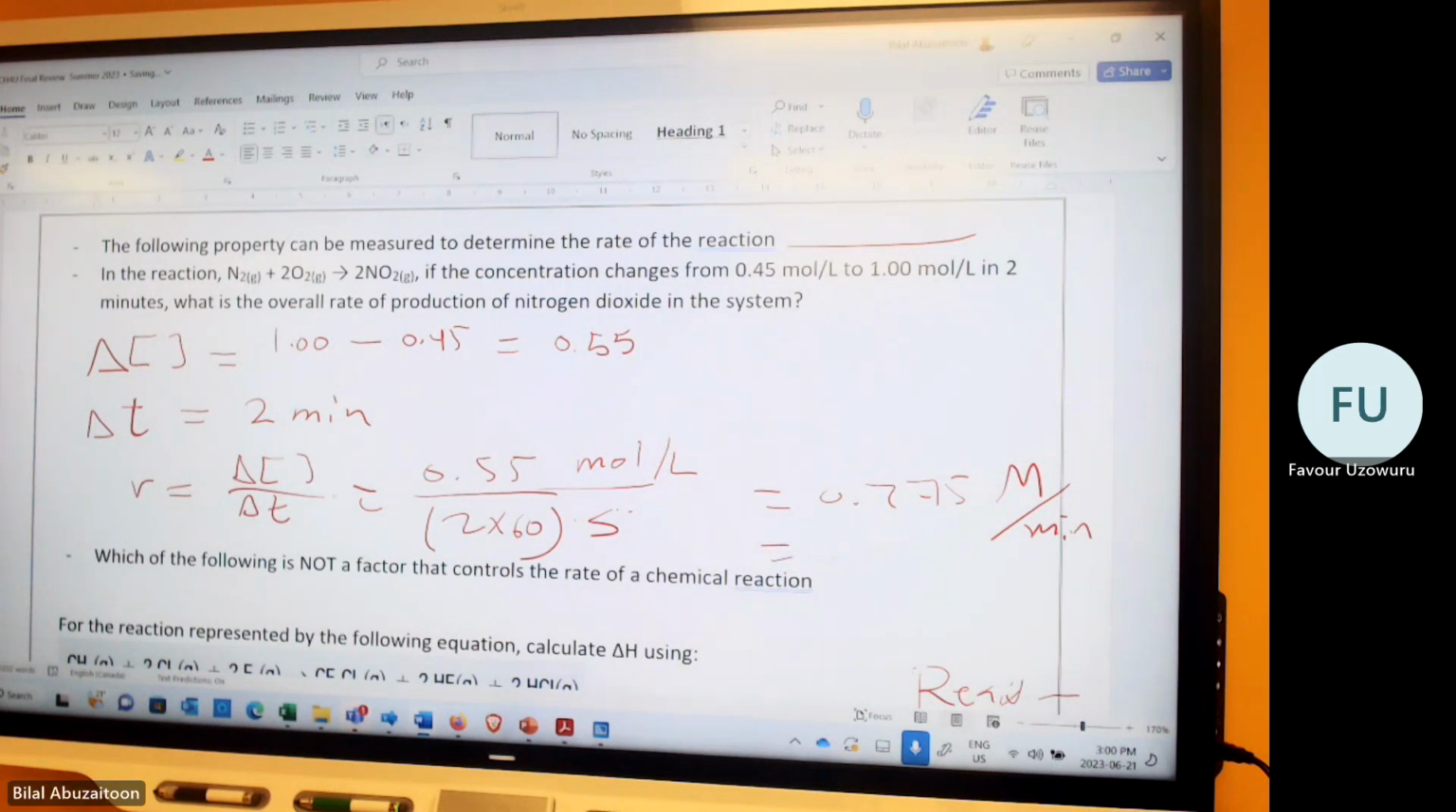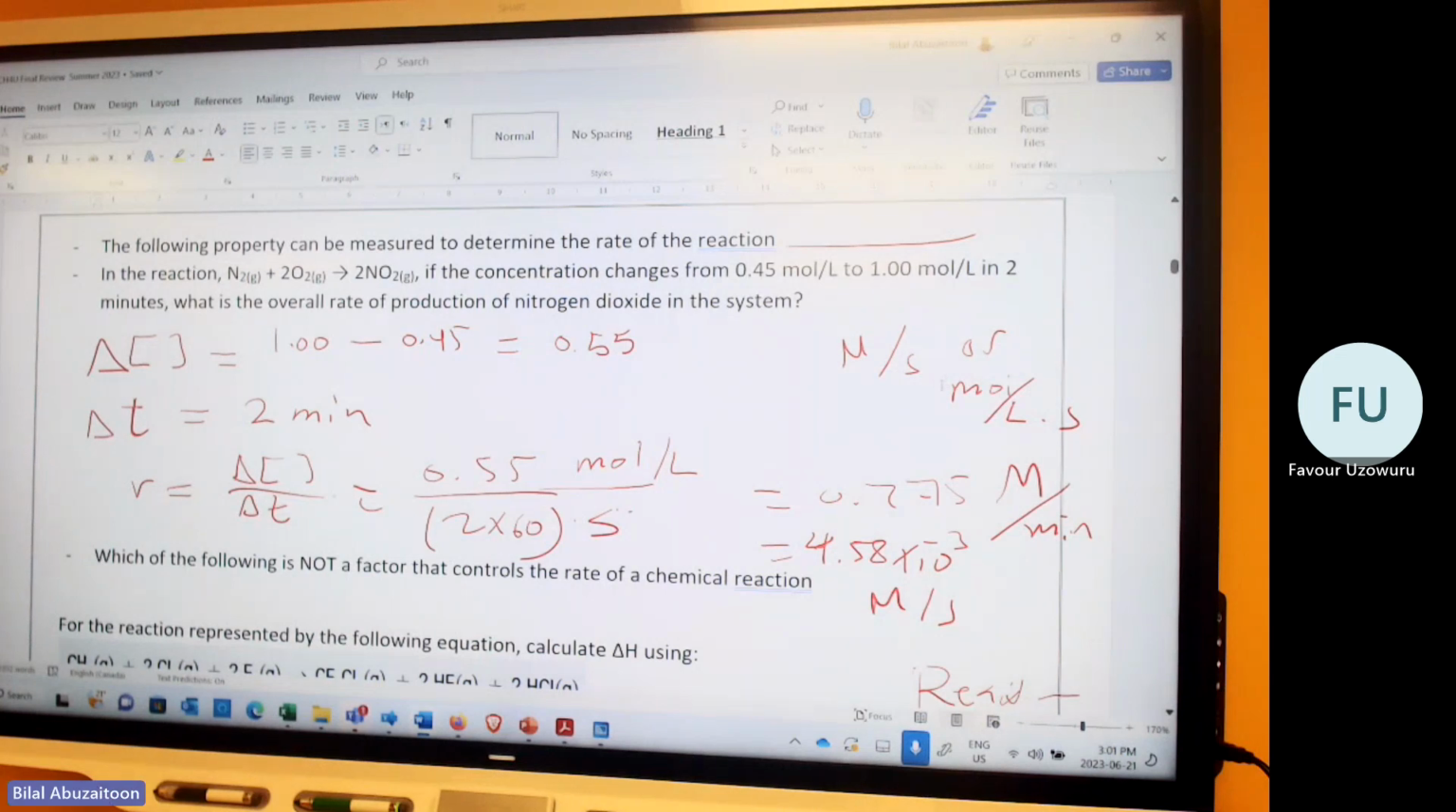Divide by 120 equals 4.58 times 10 to the power of minus 3 molar per second, or mole per liter second. You can write it as molar per second or mole per liter second. When you have something, please ask. Otherwise, I will move on.